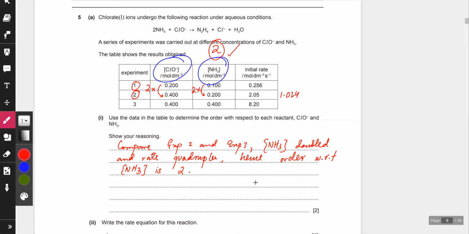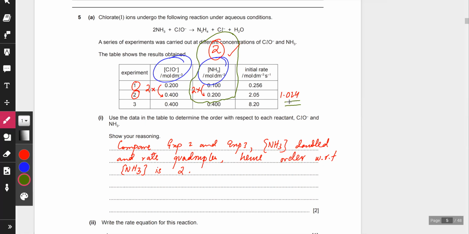One second. Let me explain this. Focus on this part first. Remember, we know the order with respect to NH3. I'm not trying to find the order with respect to NH3. I already did this in the last step. So NH3 concentration is being doubled and it's order 2. That means the rate should be quadrupled, right? So it should be 1.024, right?